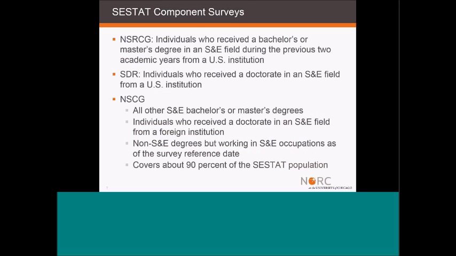So as I said, the three surveys largely take different parts of the population. NSRCG covers recent college graduates with a bachelor's and master's degree in science and engineering fields. SDR covers U.S.-earned PhDs. And then NSCG, basically everybody else.